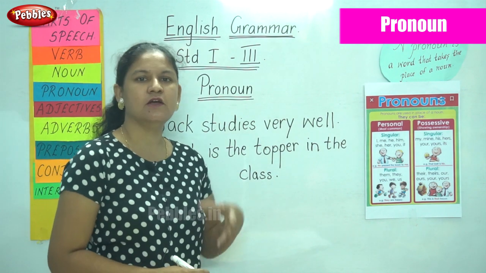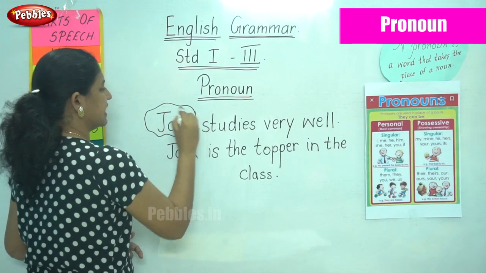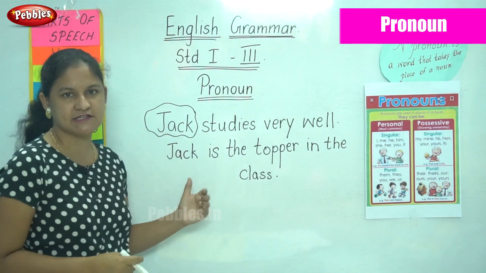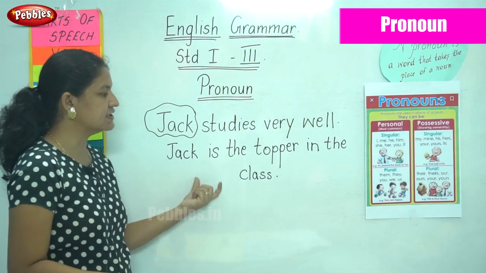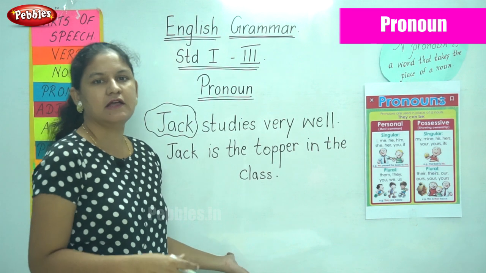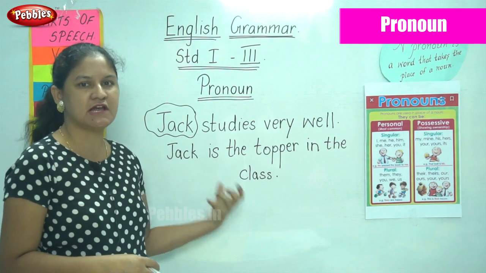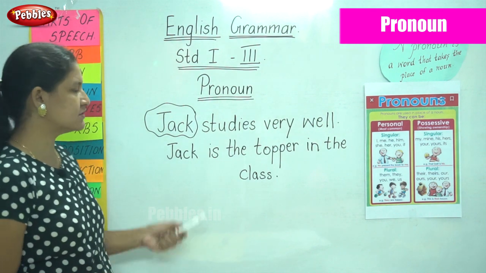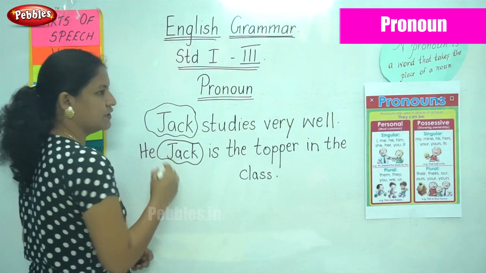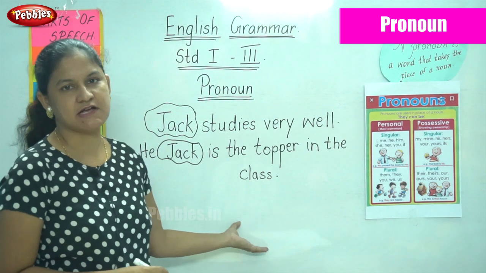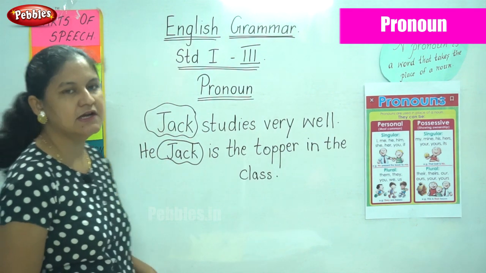So first we have to find which is the noun there. So the noun is Jack. So Jack is the noun. It is the name of a person and it starts with a capital letter. So Jack studies very well, and we are talking about the same person in the next sentence. Jack is the topper in the class. So instead of using the noun again, that is Jack, in the second sentence, I am replacing it with another word, and that word is called the pronoun. So instead of saying Jack again, I say he. I say the word he. He is the topper in the class.